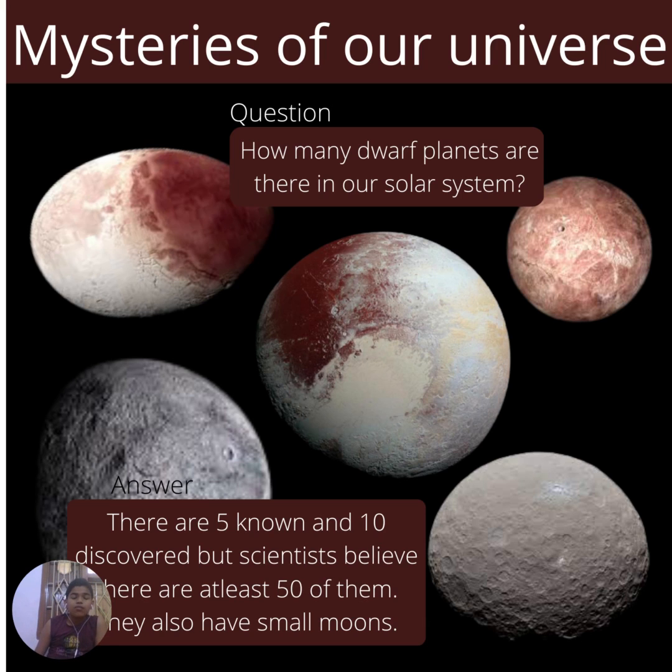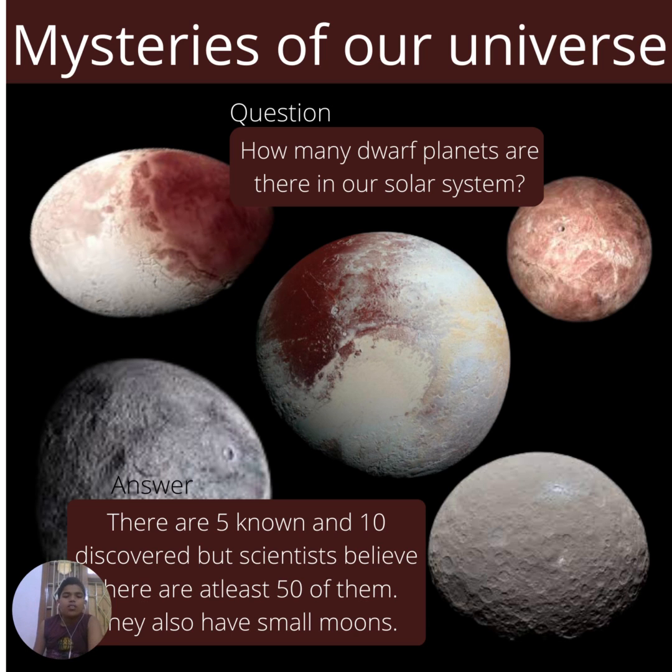But they are the only five famous ones. Actually, scientists have discovered 10 dwarf planets in total. But they believe that there are at least 50 of them in our solar system. They also have small moons. And Pluto has 5 moons. And the biggest moon is Charon, which is half its size. That's why they both are tidally locked.